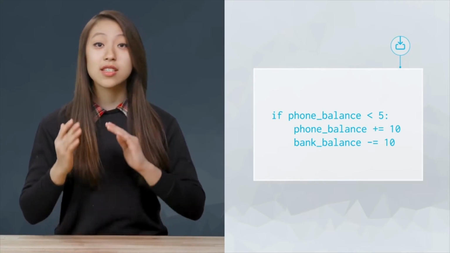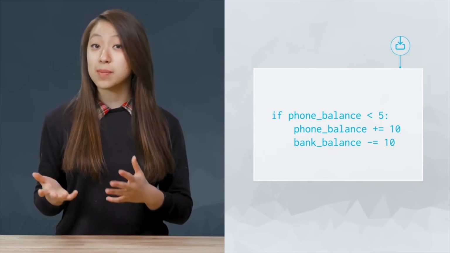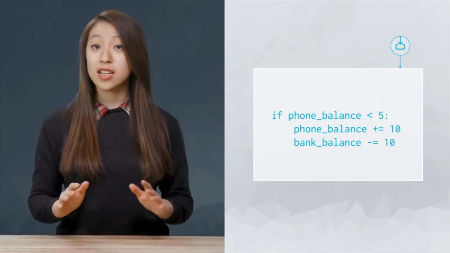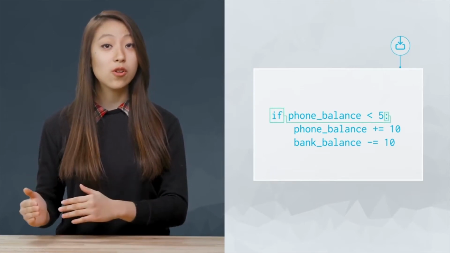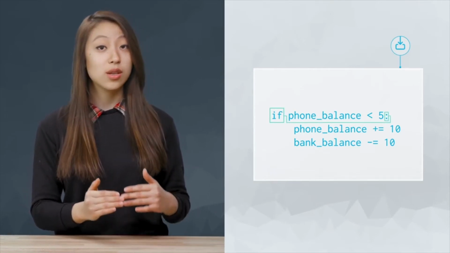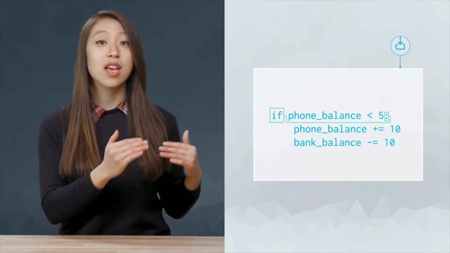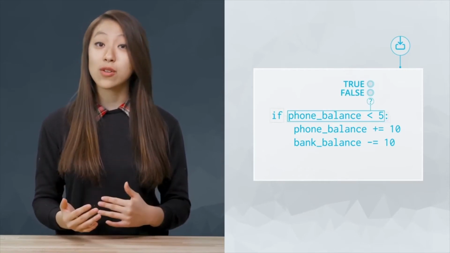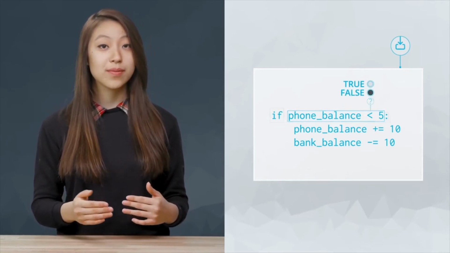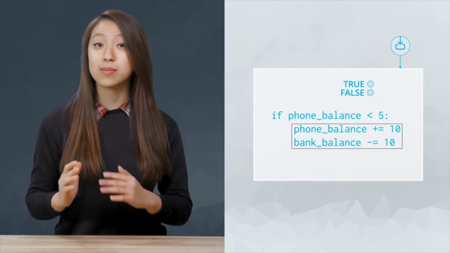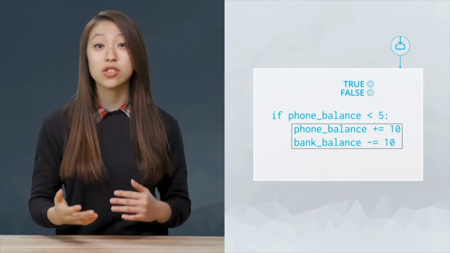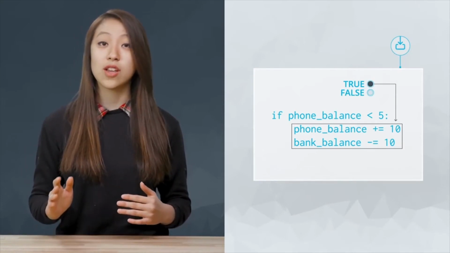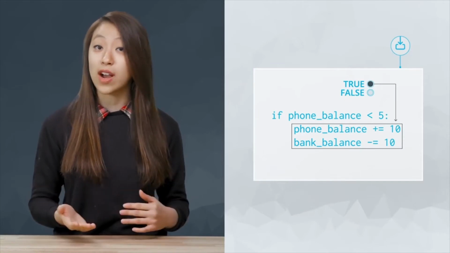An if statement is a conditional statement that runs or skips code based on whether a condition is true or false. In an if statement, the if keyword is followed by the condition to be checked, in this case phone balance less than 5, and then a colon. The condition is specified in a Boolean expression that evaluates to either true or false. After this line is an indented block of code to be executed if the condition is true. So in this case, these lines will only execute if it is true that phone balance is less than 5.